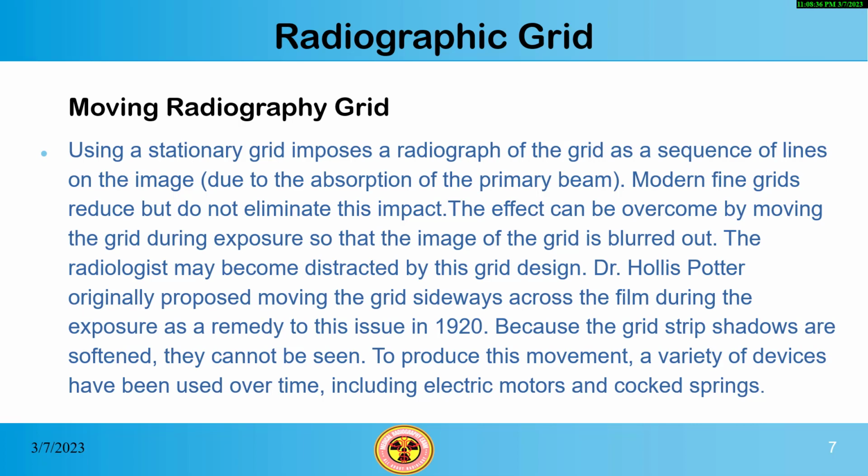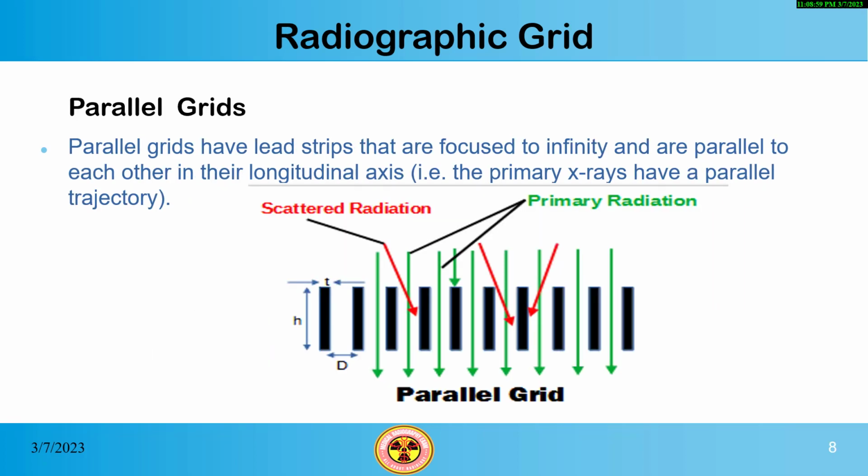Dr. Hollis Potter originally proposed moving the grid sideways across the film during the exposure as a remedy to this issue in 1920. Because the grid strip shadows are softened, they cannot be seen. To produce this movement, a variety of devices have been used over time, including electric motors and cocked springs.